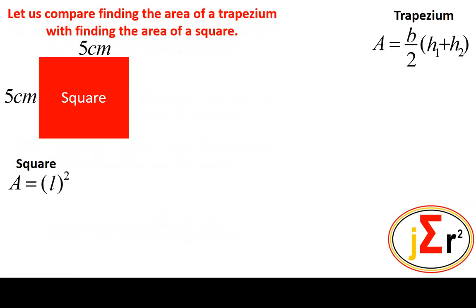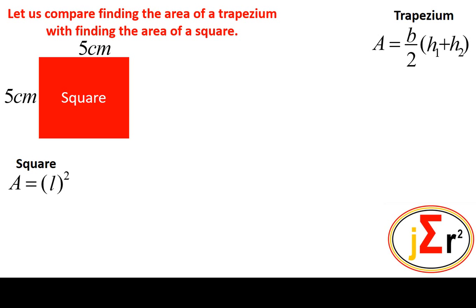Let us compare finding the area of a trapezium with finding the area of a square. Our argument is that a square is a trapezium. That means in the set of all trapeziums, a square is a member of that set. We will use the property of area to demonstrate that a square is actually a trapezium.